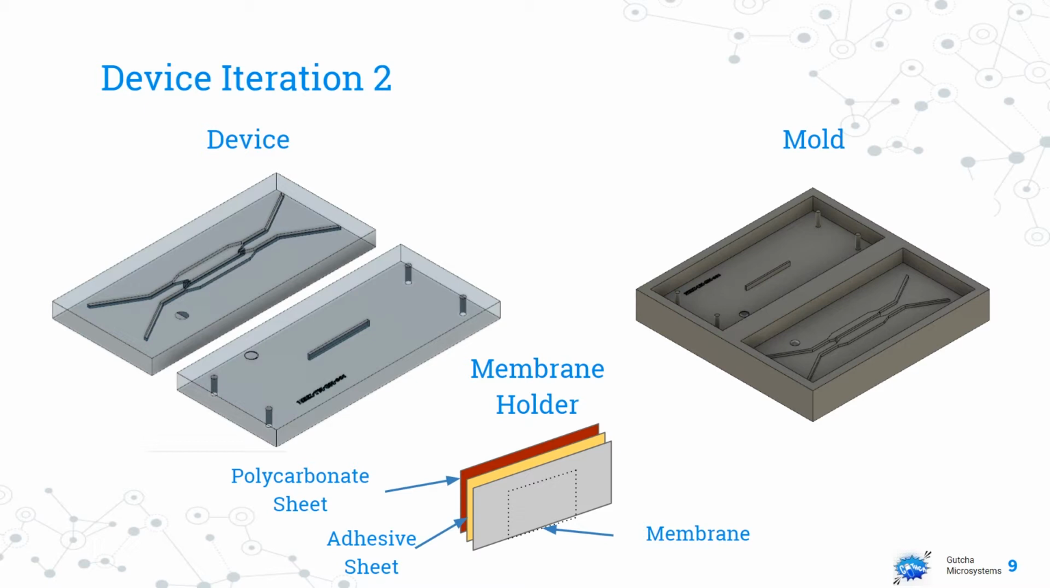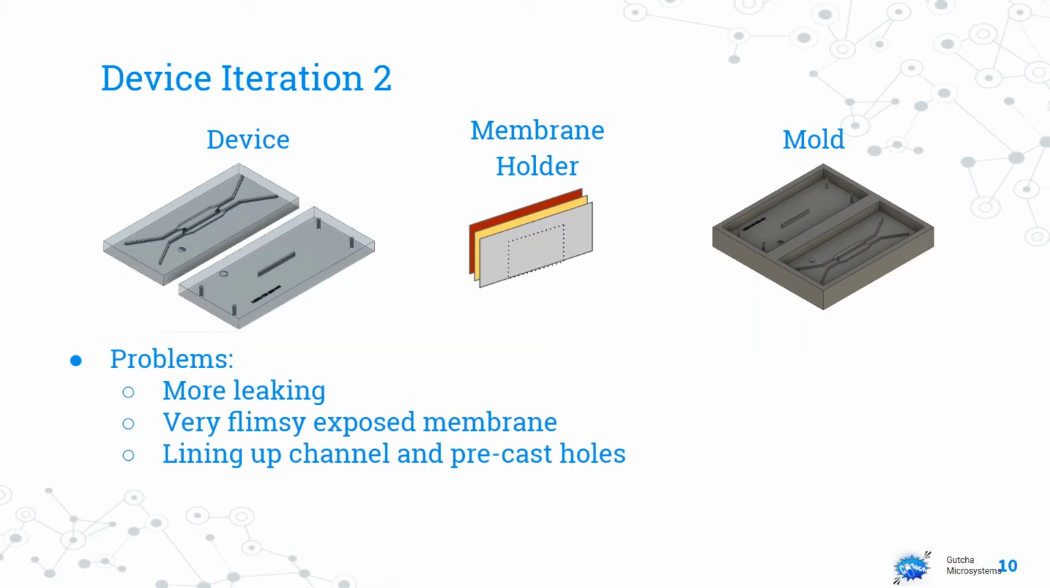You can see here with the dotted lines that the polycarbonate sheet was not a fully rectangular sheet, but rather kind of an upside down U that held the membrane in place. And so this membrane holder would actually be placed in the slit, because the polycarbonate was an upside down U, it would allow for the membrane to still be intact on both sides of the channel. This device also came up with a few issues that I'll describe now.